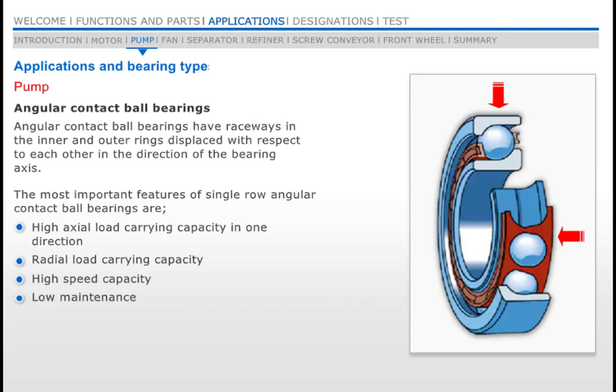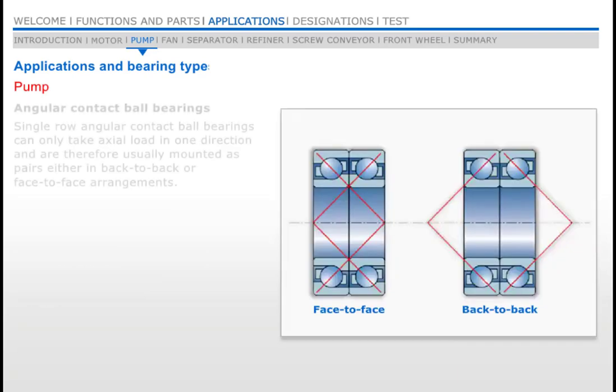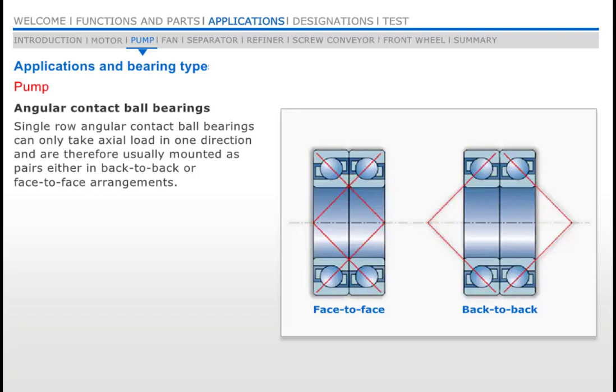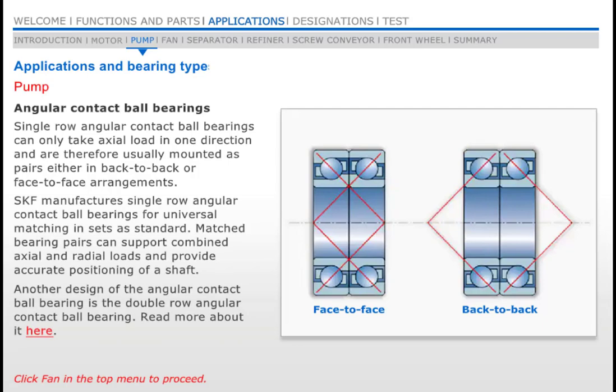Single-row angular contact ball bearings are widely used in medium and heavy-duty centrifugal pumps. They have raceways arranged at an angle to the bearing axis. Single-row angular contact ball bearings can only take axial load in one direction. Therefore, they are nearly always mounted as pairs in back-to-back or face-to-face arrangement at either end of a shaft, or, as shown here, universally matchable bearings mounted immediately adjacent to each other.